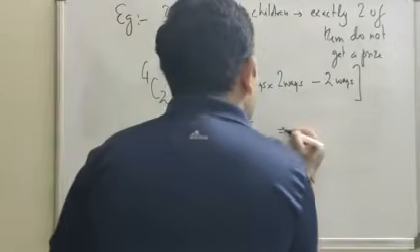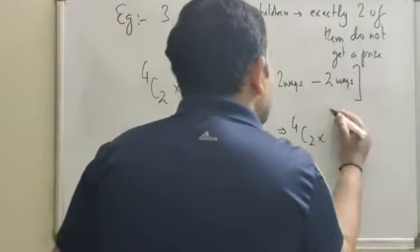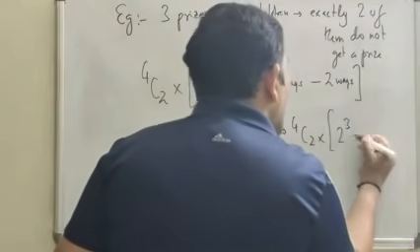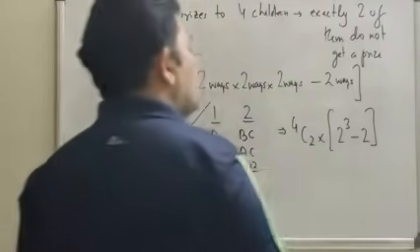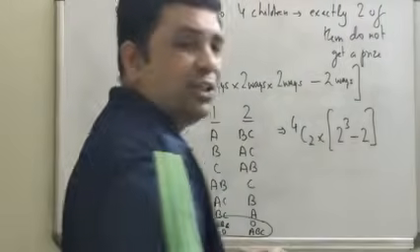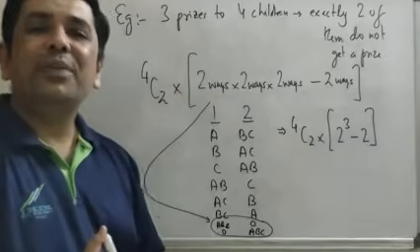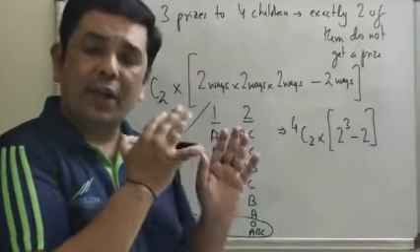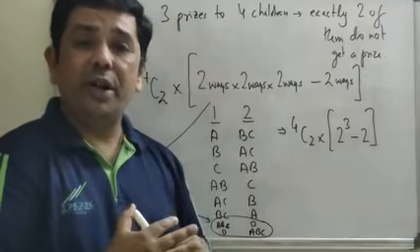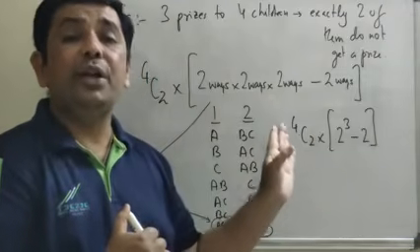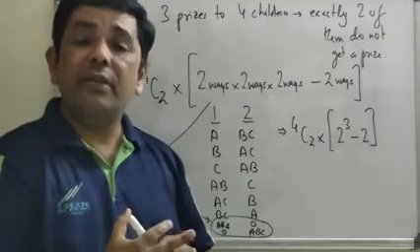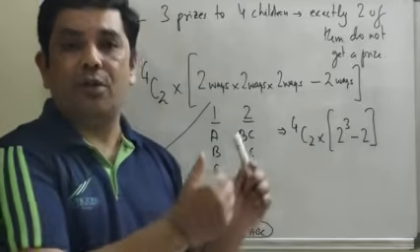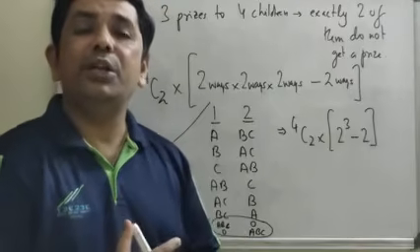So, what is my final answer? My final answer will be 4C2 multiplied by (2 to the power 3 minus 2). Alright. So, this was the concept of distribution, where different things were distributed into different boxes. We will see the second part of this concept in the subsequent lesson.